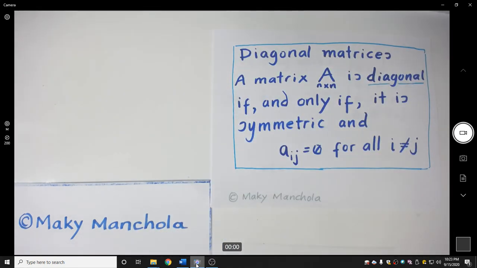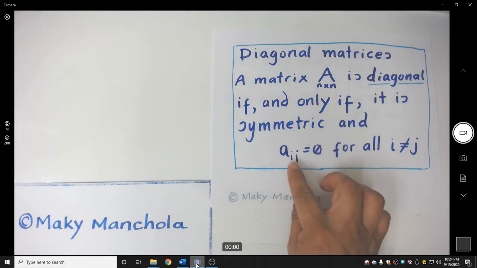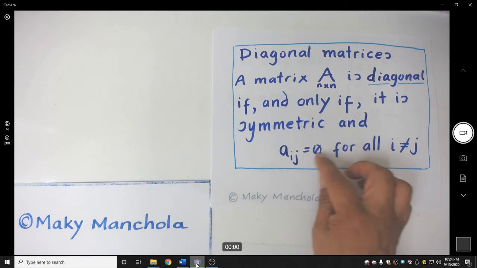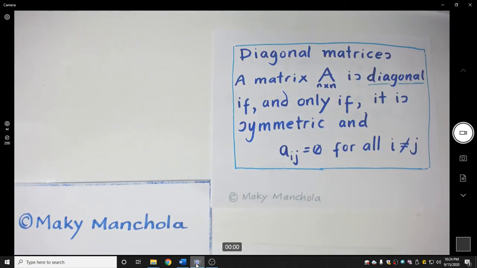Okay, now let's define diagonal matrices. An n by n matrix A is diagonal if and only if it is symmetric and A_ij is 0 for all i and j distinct. In other words, a diagonal matrix is a symmetric matrix whose entries are all zeros except those that are in the diagonal.